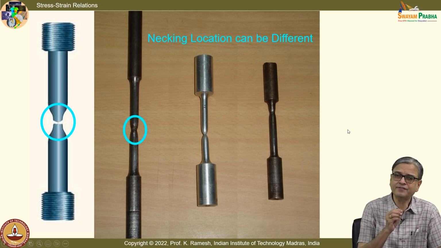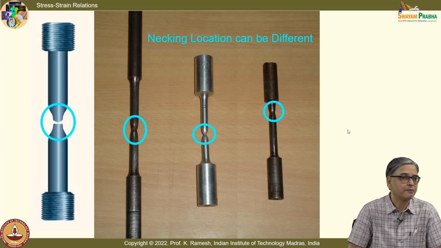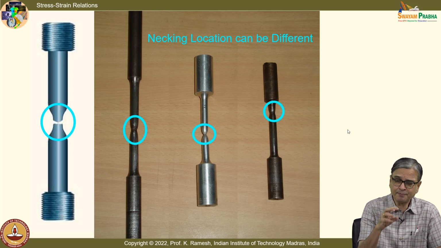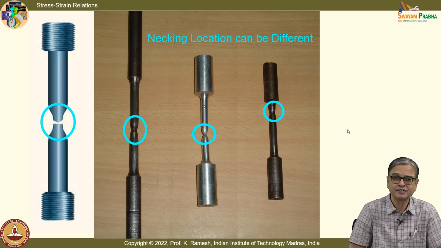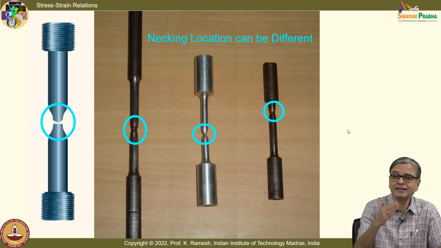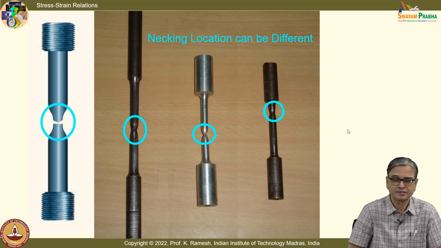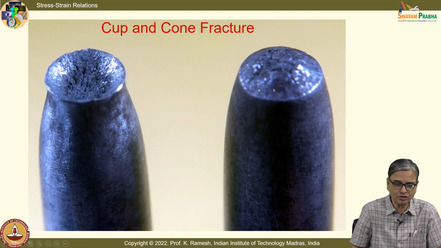You know, necking is very much a material dependent phenomenon. At that point in time, what kind of defects are there in that specimen? It is precipitated by that. So it can happen anywhere in the gauge length. Fine. And mathematically it is very difficult to analyze what happens during this instability.